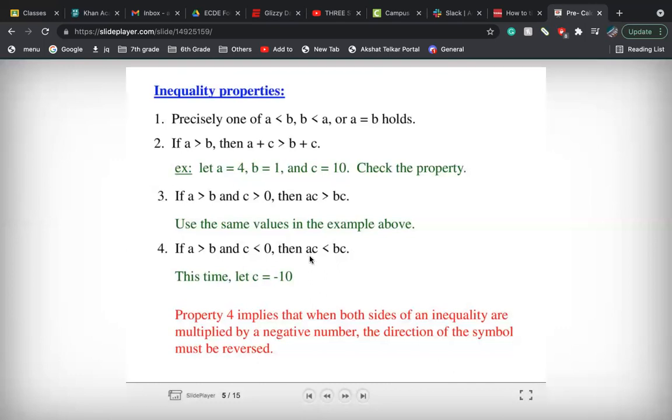This will give you negative 40. This will give you negative 10. Which one is greater? For anyone that answered negative 10, you are correct. If you plot this on a number line or interval notation as we did before, you'll see that negative 10 is on the right side of it. So that implies that both of these properties are true.